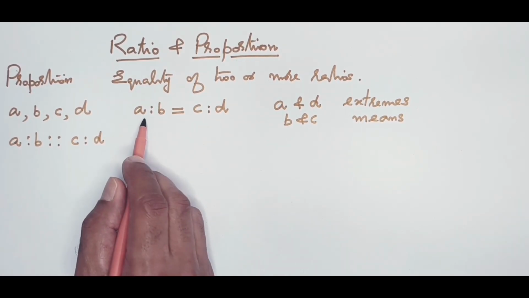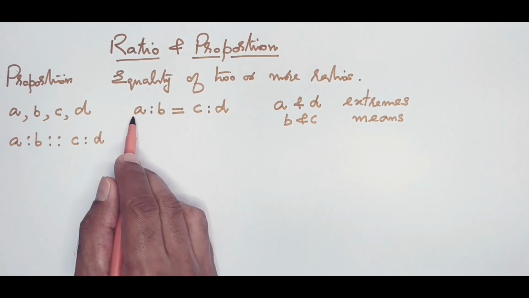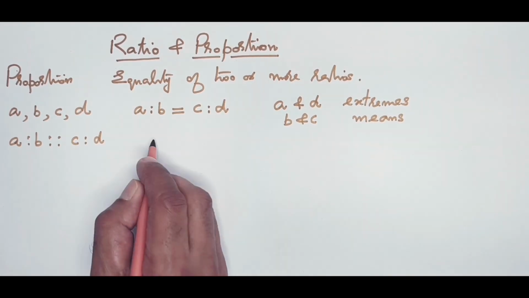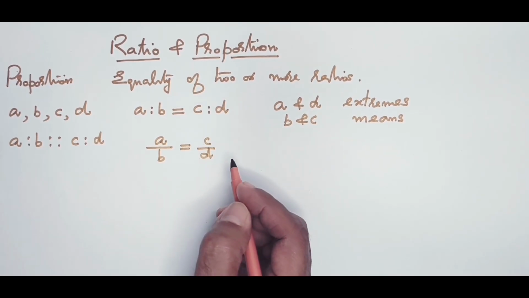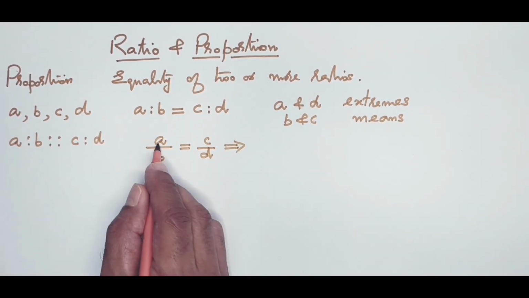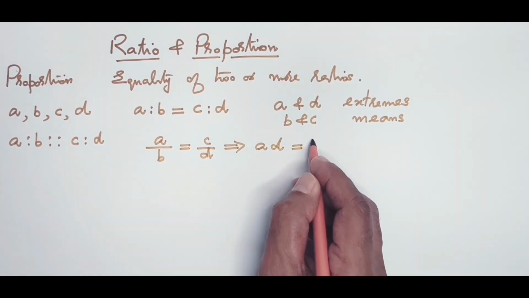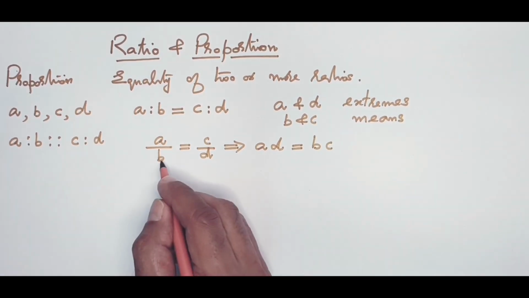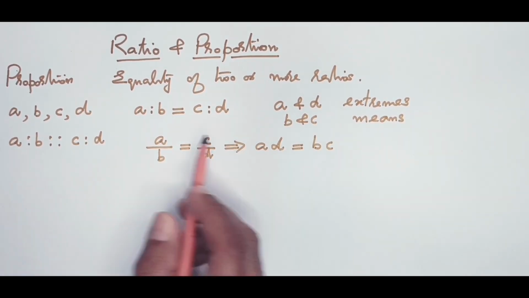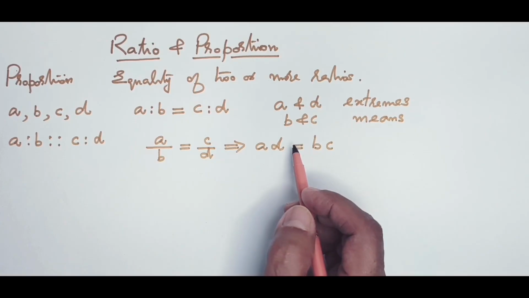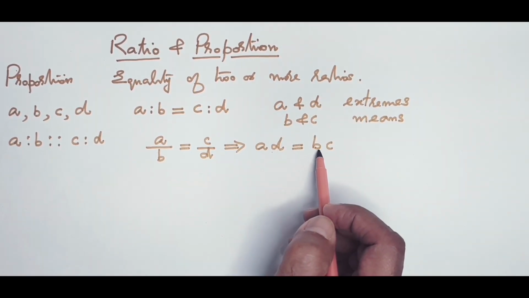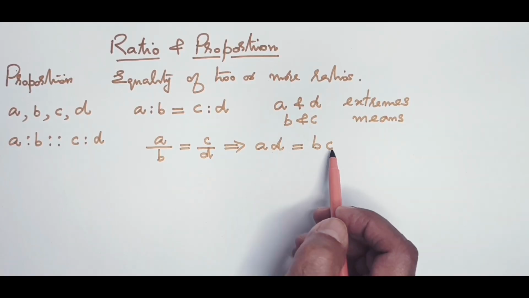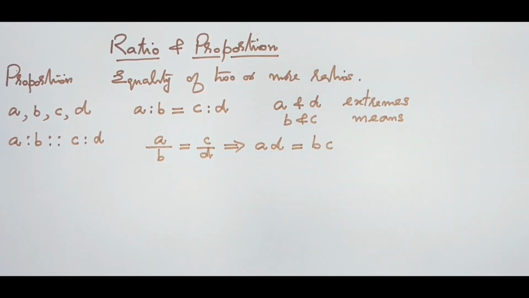Now, we know that the ratio and fraction are the same. So, A is to B equal to C is to D implies A over B equal to C over D. Cross multiplying, what do you get? AD equals BC. So, this shows what? If four quantities A, B, C, D are in proportion, the product of AD, which are called extremes, is the same as the product of the means, which are B and C. That's all there to know as a concept of proportion.